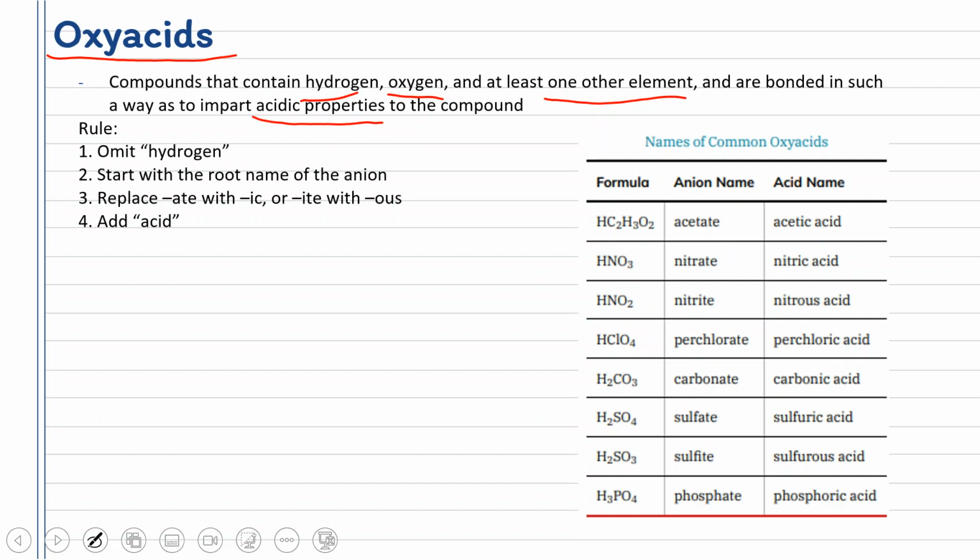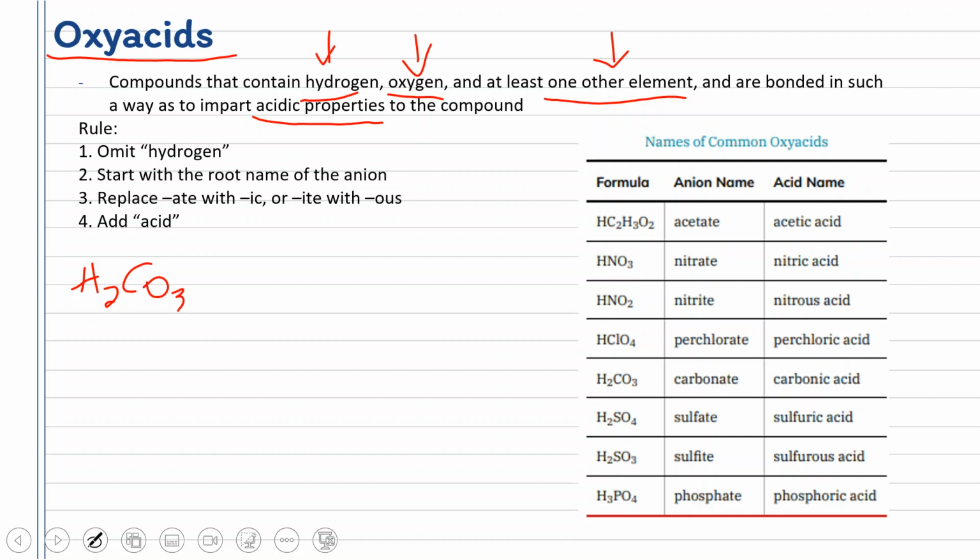But we're saying if you see a compound that normally has hydrogen, oxygen, and another element, it's likely to be an oxy acid. And there's a way to name oxy acids. Okay. So let's say I have an oxy acid like H2CO3. That's an oxy acid.